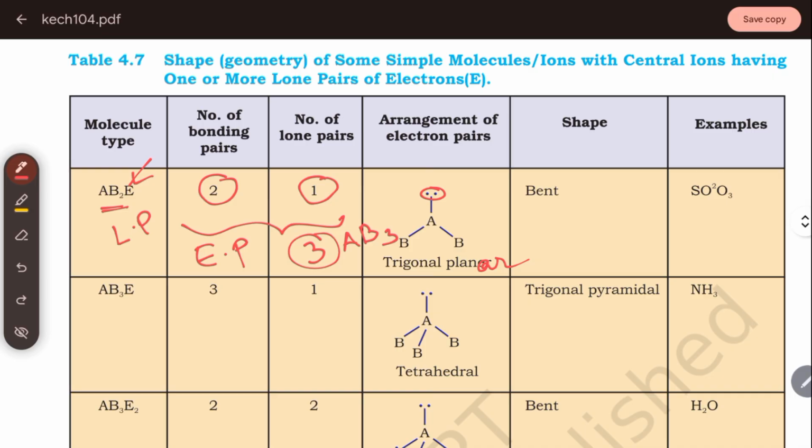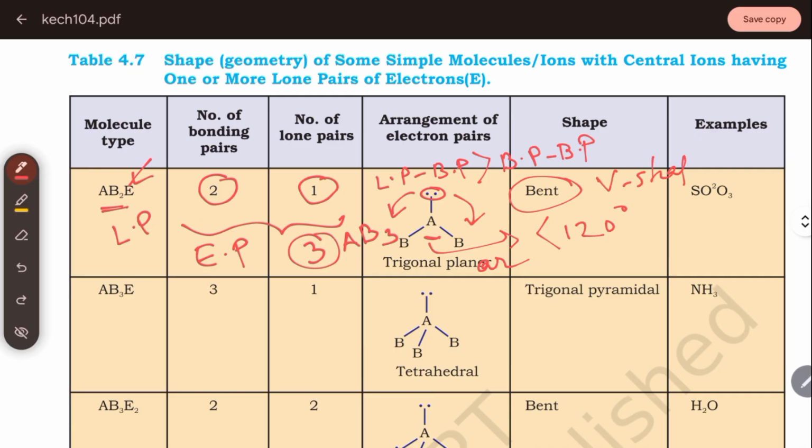But remember, a lone pair is present, so the repulsion on account of the presence of lone pair, which is a lone pair to bond pair repulsion, is greater than a bond pair to bond pair repulsion, for which the bond angle contracts. This bond angle will be now less than 120 degree. And so the structure is trigonal planar, but the shape is what? Is a bent shape, or it can also be called a V shape with a bond angle which is less than 120 degree. Okay, so this is SO2.